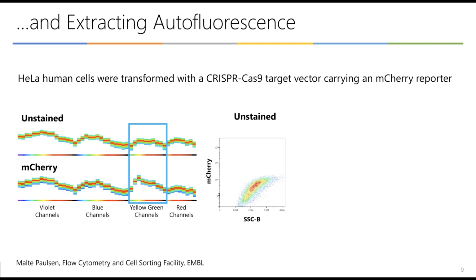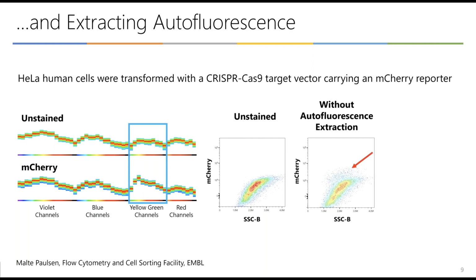When we examine the unstained cells and plot side scatter on the x-axis versus mCherry on the y-axis, we observe a very widely spread negative population with respect to that mCherry. If we do not extract autofluorescence, we see a minor shift of positivity from the mCherry, which can prove quite challenging when we wish to assess the efficiency of the transduction.